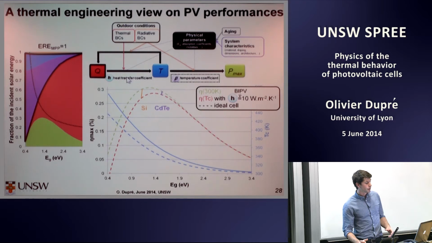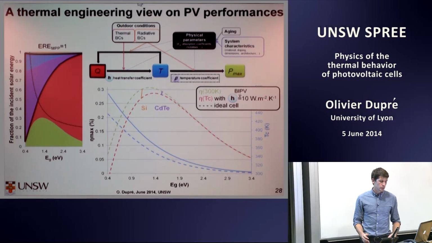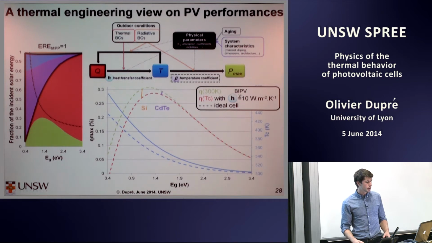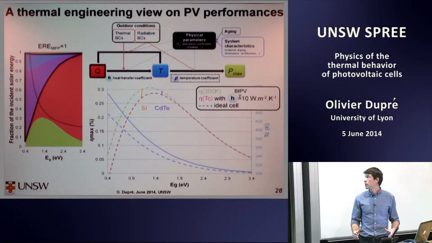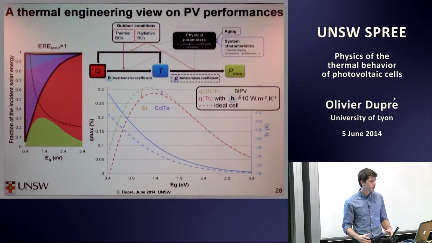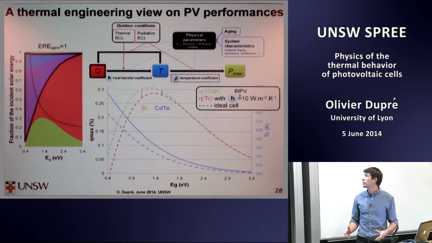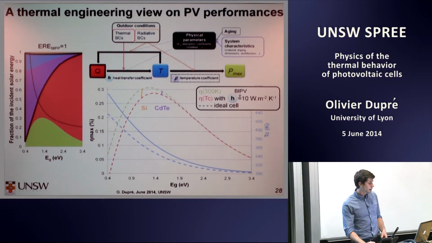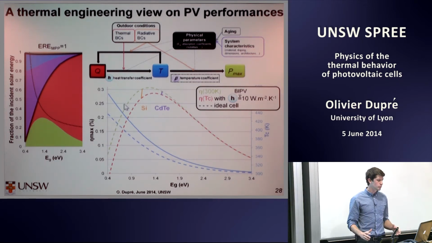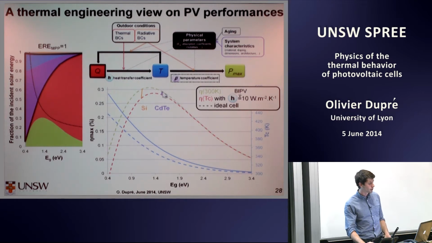And now if we consider some thermal outdoor conditions, let's say that the external temperature is 300 Kelvin and the heat transfer coefficient between the cell and the outdoor is 10 watt per square meter per Kelvin. It's more or less what you could expect from building integrated photovoltaics. And let's have a look at the maximum efficiency if you don't take into account the thermal problem at all. If you calculate the maximum efficiency at 300 K, it gives you this green line right here.